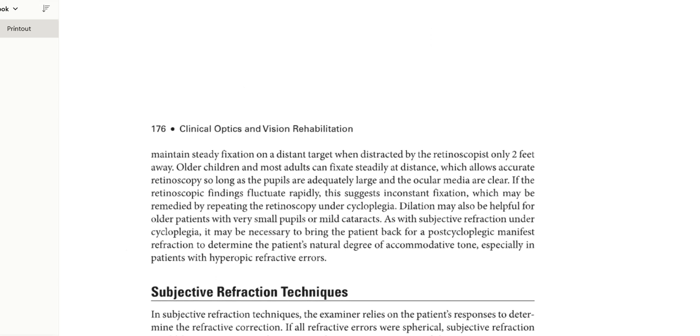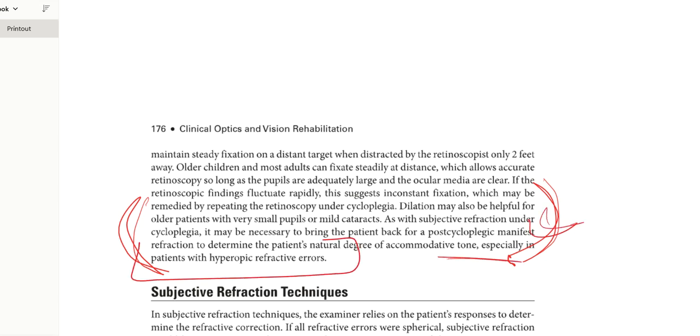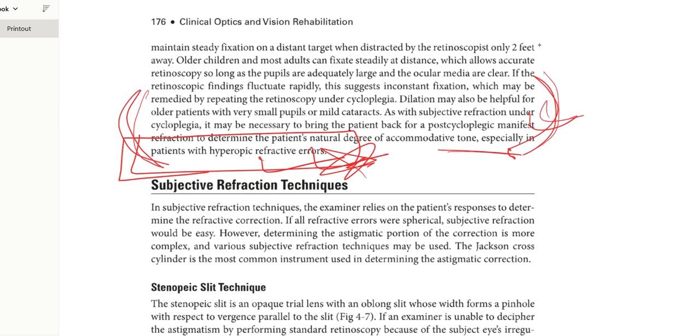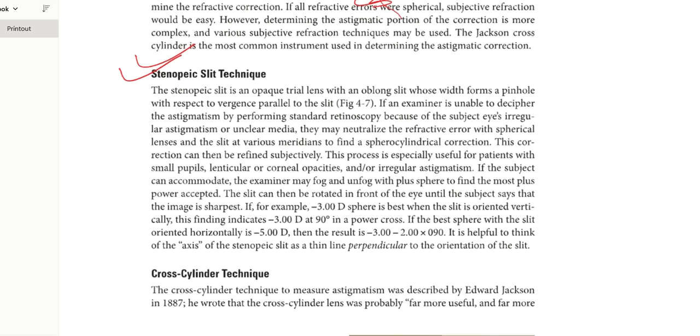Read this, what is especially important in hyperopic refractive errors. It has been asked. Subjective refraction techniques. Remember their names, stereoscopic slit, and this is asked again and again.